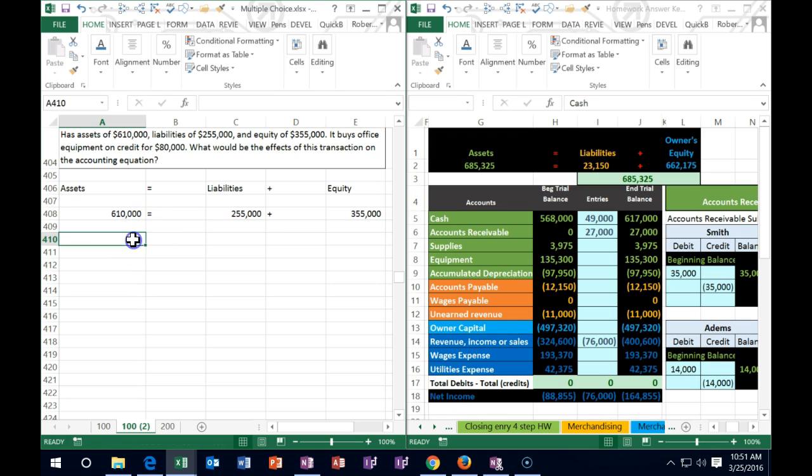And then if we're going to do this transaction, it doesn't really matter where we started from, as long as we started with something in balance. We're going to say it buys office equipment on credit. So office equipment I can see over here is an asset, so we got more of it. I'm going to say 80,000 went up in the asset direction, equals, and on the other side, we bought it on credit. So we didn't pay cash, we bought it probably on accounts payable, a liability. So liability went up by 80,000, no effect on equity.